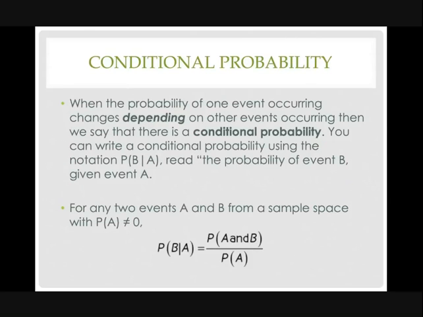So, conditional probability. When the probability of one event occurring changes depending on other events occurring, then we say that this is conditional probability. You can write a conditional probability using the following notation. This is read as the probability of event B given event A. For any two events, A and B, from a sample space, the probability of A cannot be equal to 0 because having a denominator of 0 is undefined.